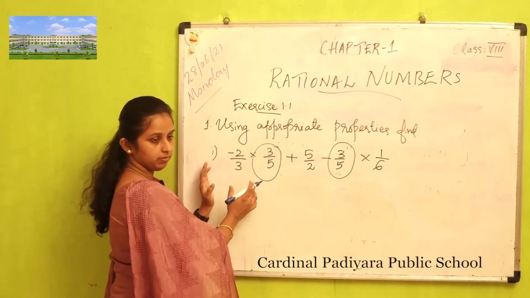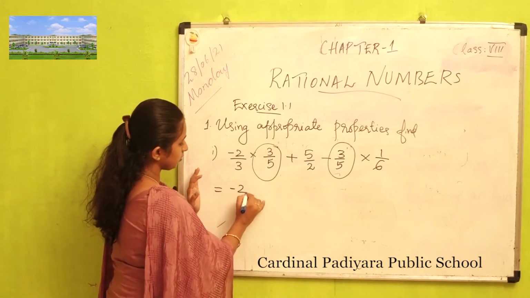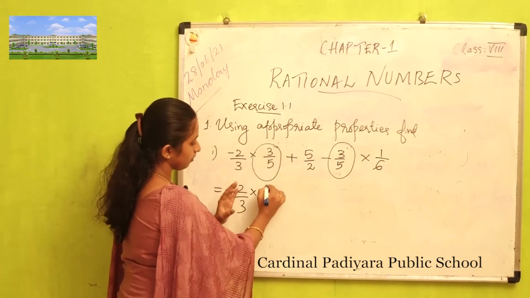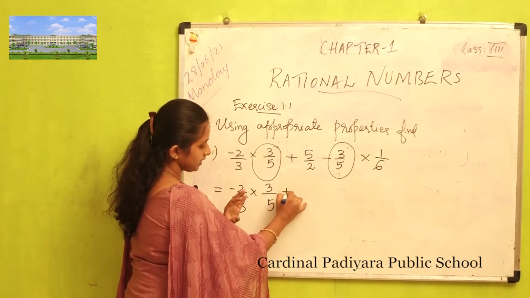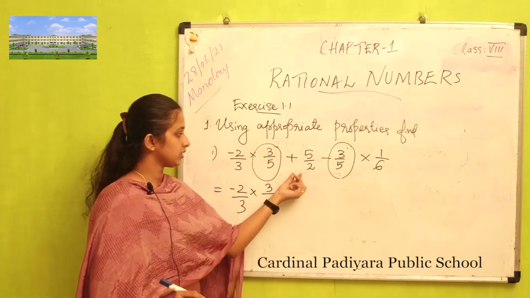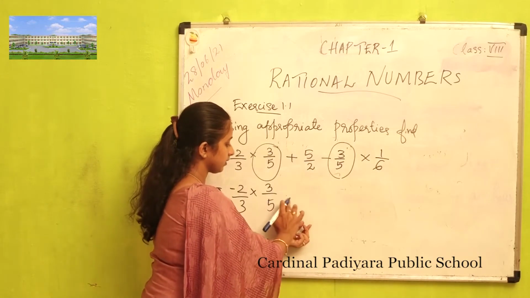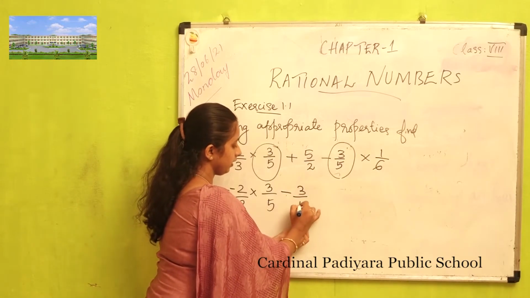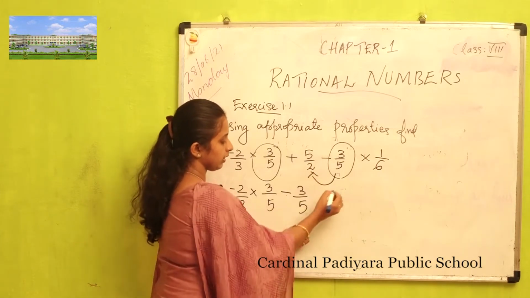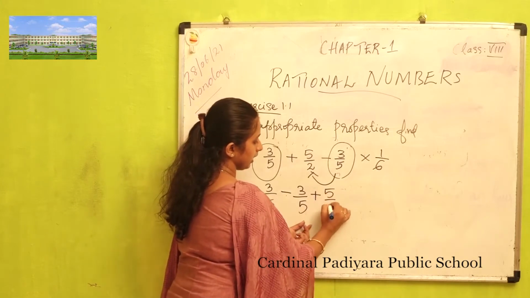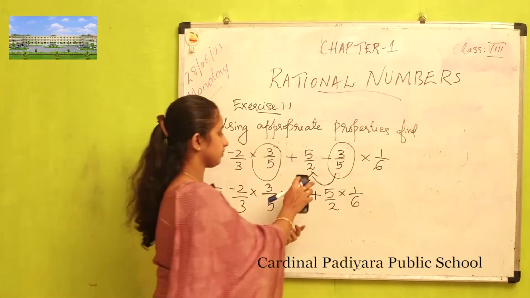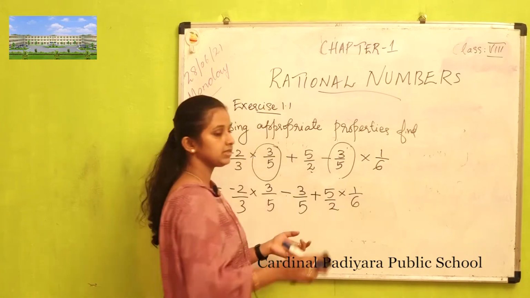So we are arranging the numbers first, that is negative 2 by 3. I am writing as it is into 3 by 5. I am copying down that one. Plus, what I have to do is I have to change this 3 by 5 to this one. So I am writing it as negative 3 by 5. I am interchanging this one to this place, and this 5 by 2 I am taking to that place, that is plus 5 by 2 into 1 by 6. Okay, here we are using commutativity, that is A plus B can be written as B plus A.